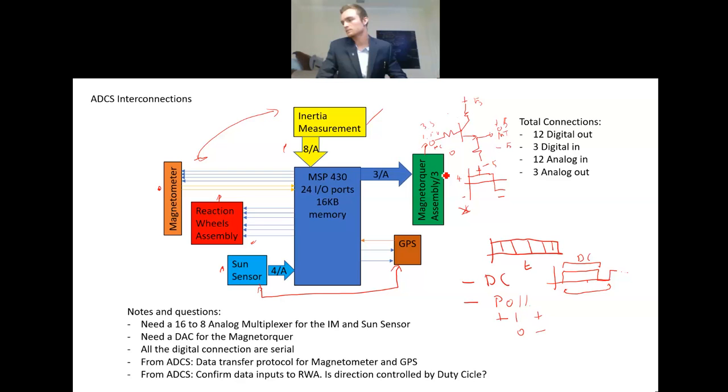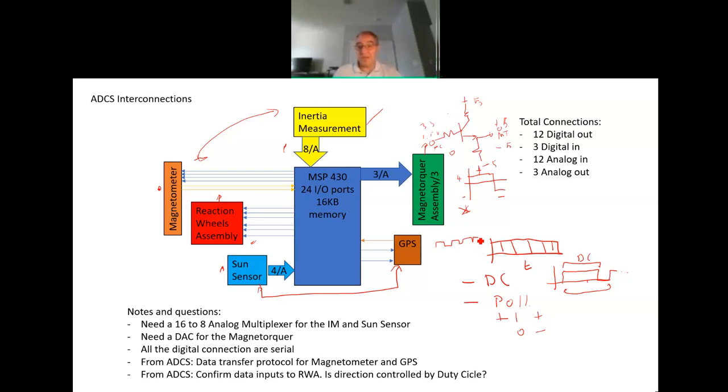The other big question mark we have now is with the GPS. The GPS is going to give us a lot of bits, but we don't know what they mean. So we need to know if it's going to send us 00111, that means I'm sending you altitude, or whatever sequence of binary code it's going to send, we need to know what it means.